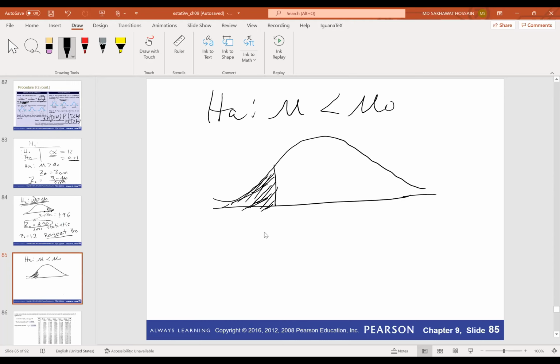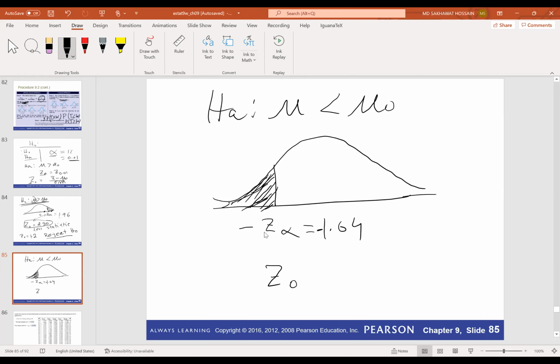So that should be the rejection region. And in this case, the critical value is negative z alpha. So first you will determine the alpha value. Alpha could be 1%, 2%, 5%, or 10%. Then you will calculate the negative z alpha. For example, let's consider this is negative 1.64.